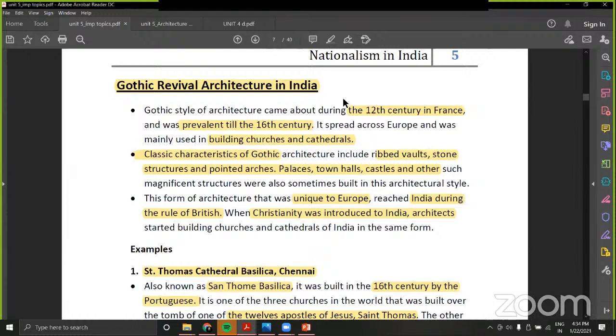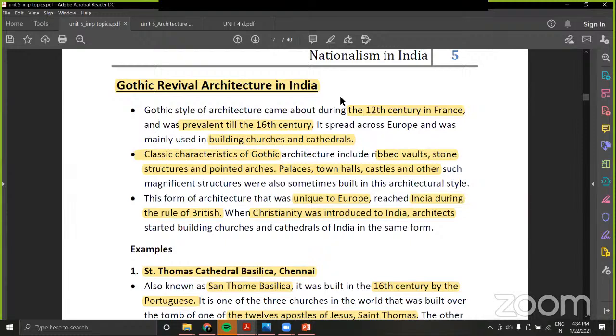It mainly used buildings like churches and cathedrals. Classic characteristics of Gothic architecture include ribbed walls, stone structure, and pointed arches. This can also be asked for 1 mark or 2 marks: what are the characteristics of Gothic architecture in India? Like that. So you can say ribbed walls, stone structure, pointed arches. Palaces, town halls, castles, and other magnificent structures were also sometimes built in this architectural style.